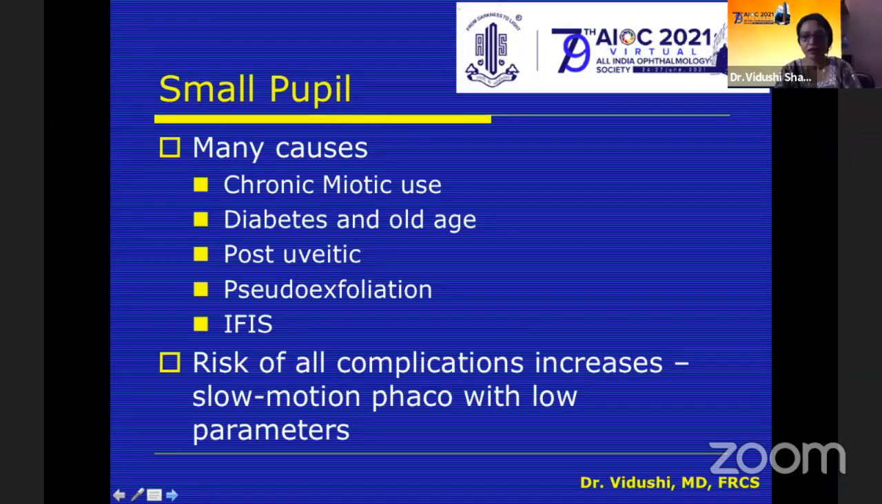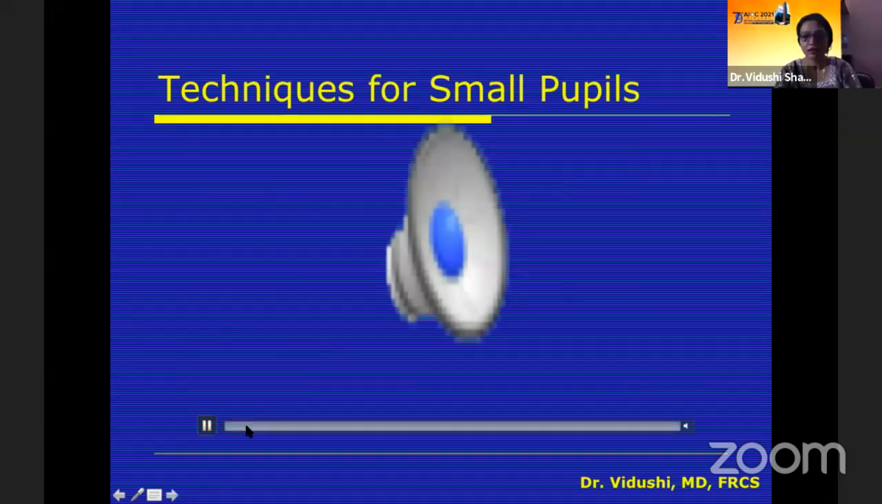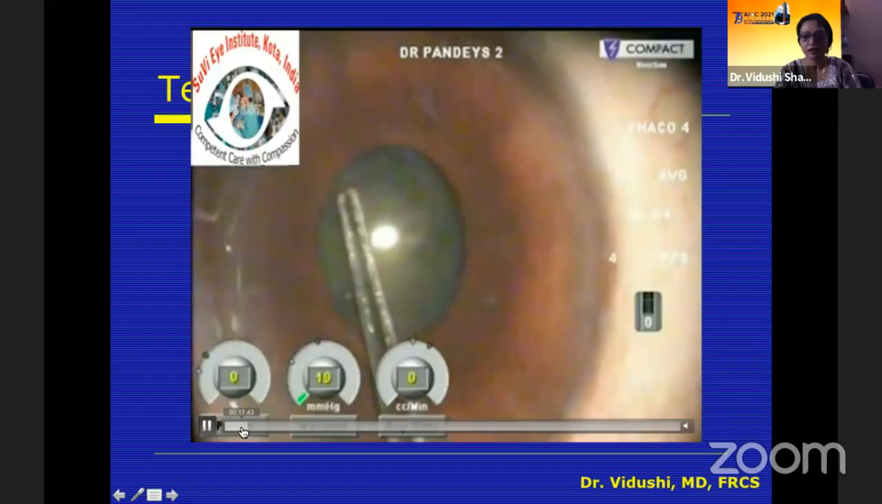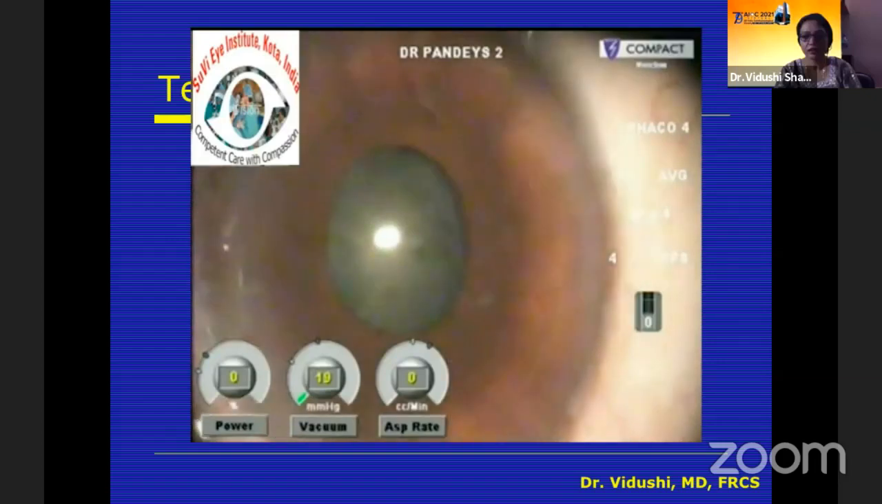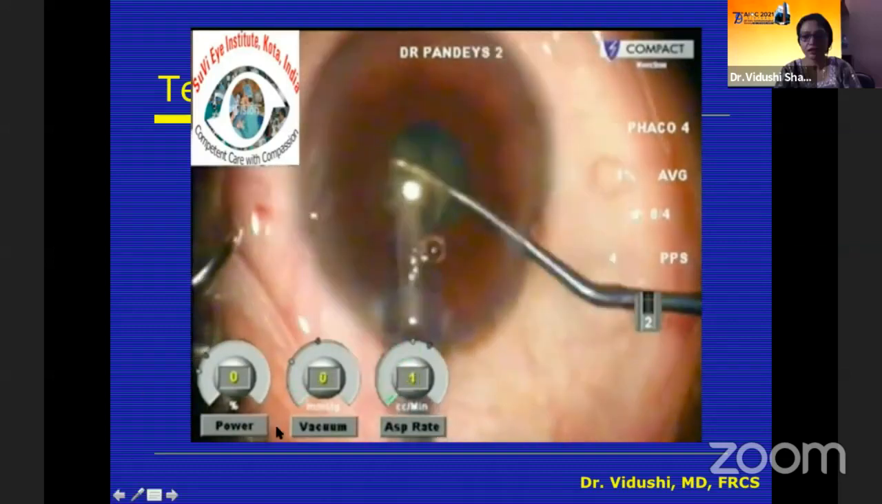Now, the kind of techniques that are available are either pharmacological, where you have intracameral drugs, etc., viscomydriasis, devices, rings, and other pupillary expansion devices, hooks, pupillary stretch, which is becoming almost obsolete now, and a combination of these different techniques. If I can show this small video, if you have a small pupil, every step of the surgery, right from capsulorhexis, is much more difficult because you have to work literally at the edge of the pupil, and the chances of complications are high. So you have to be very experienced. Along with that, you also have to be very lucky to be able to perform a successful surgery in such a small pupil, and this is not possible for most of us.